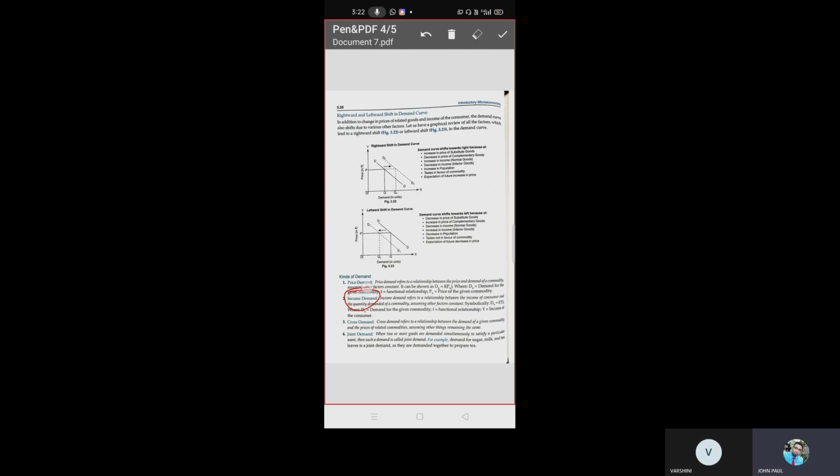Then, income demand. What is income demand? When the income of the consumer increases, the consumption of the commodity will increase. Similarly, when income decreases, consumption decreases. Maybe inferior good consumption may increase.